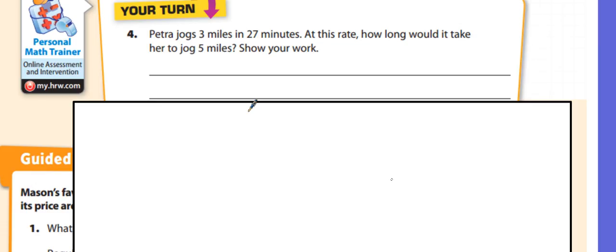So number 4 reads, Petra jogs 3 miles in 27 minutes. At this rate, how long would it take her to jog 5 miles? Show your work. So my first hint to you is that I believe they're giving you the information backwards. You would not want to set this up as 3 miles over 27 minutes. You could, but you wouldn't want to. It would be a bad habit. We would want to figure out a running rate in minutes per mile, as in minutes over miles. So the first step to me is to set this up as 27 minutes over 3 miles.